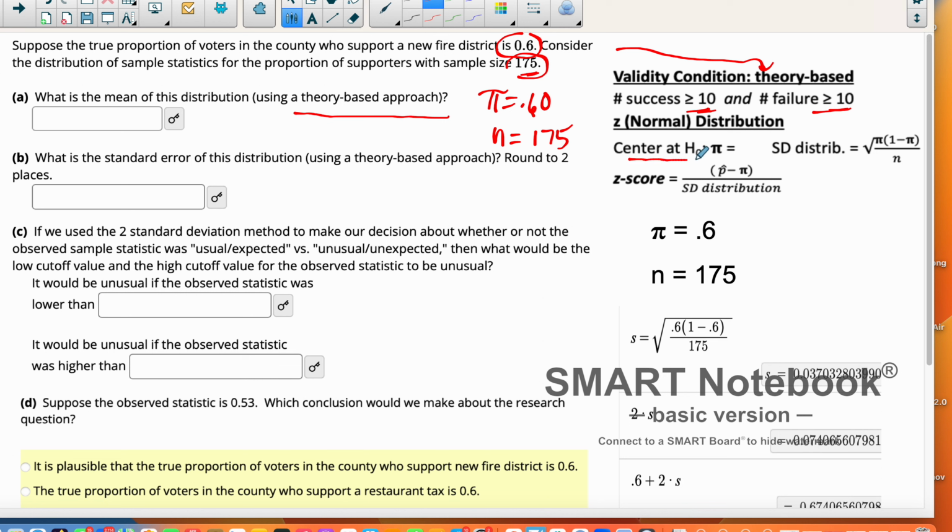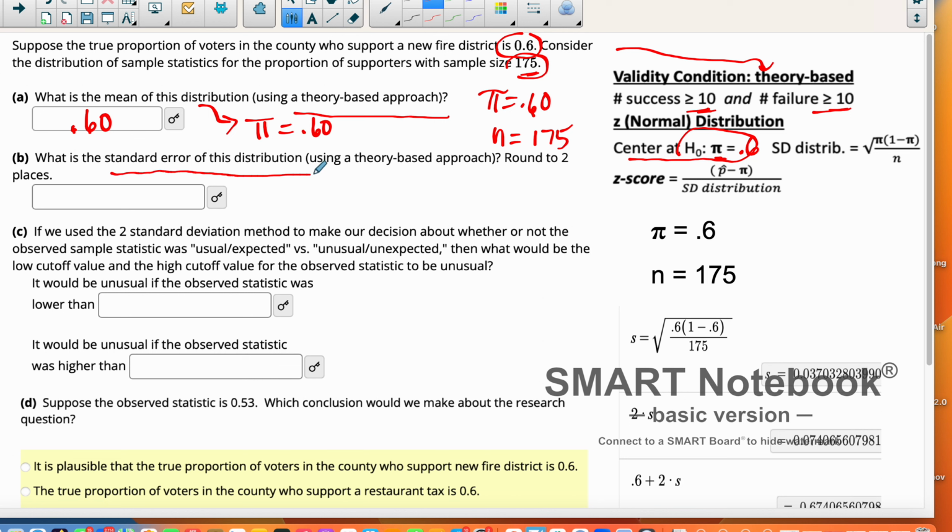The center of that distribution is going to be at whatever my pi value is. So in this case, pi equals 0.6. It doesn't come close to the pi value, it's equal to the pi value. So the mean of the distribution is pi equals 0.6.